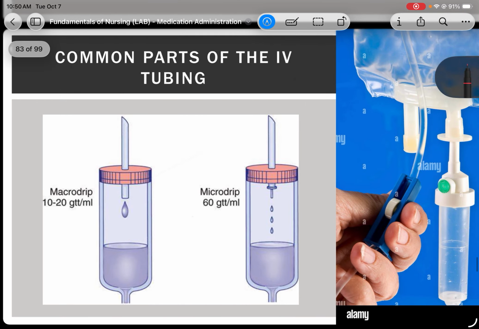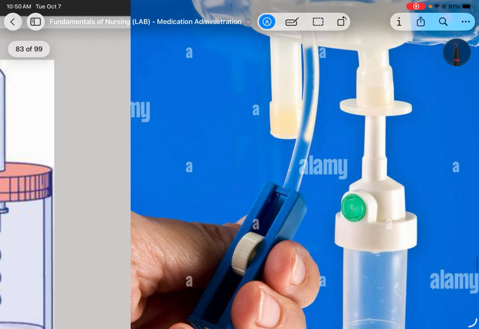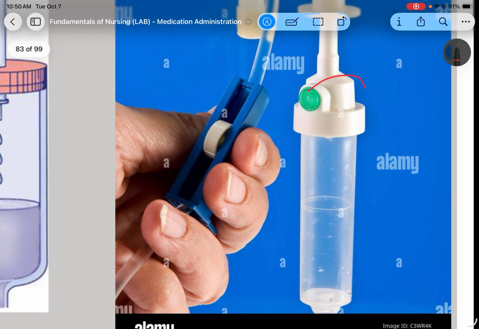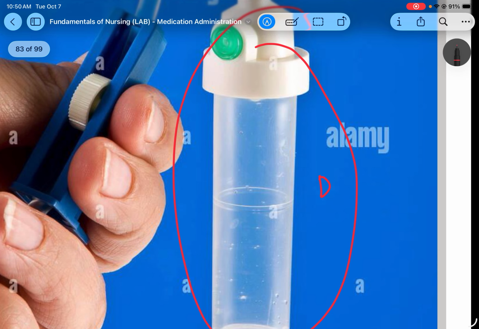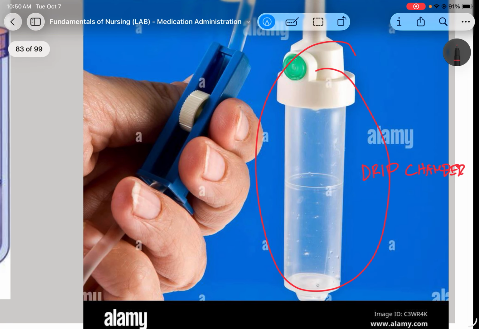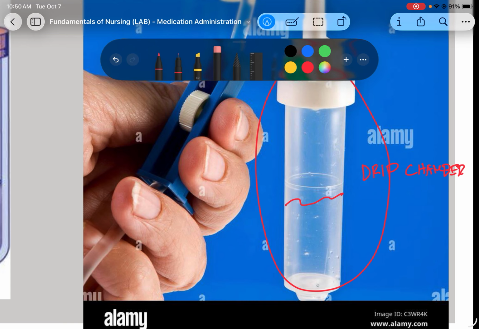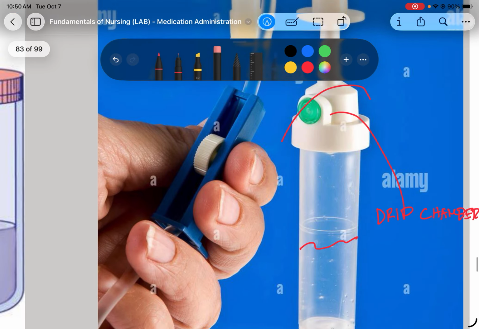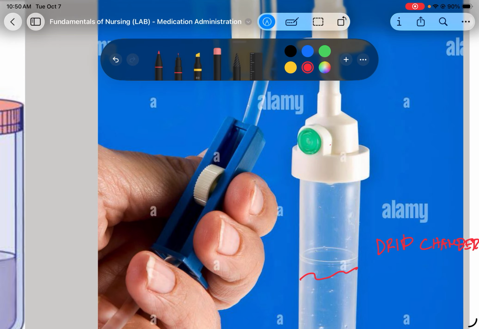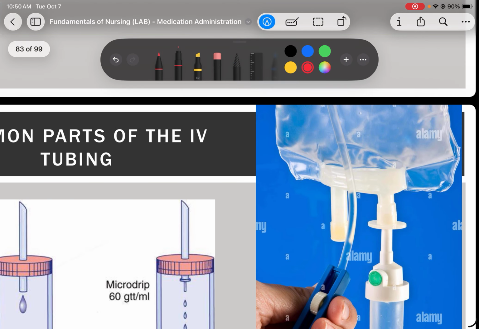So let's begin. First, let's discuss the common parts of the IV tubing. This one here is what we call the drip chamber. You will learn about this during your demonstration on IV priming, but basically this is the drip chamber. This is where fluid will accumulate before it is inserted into our site, or our route, the intravenous vein.